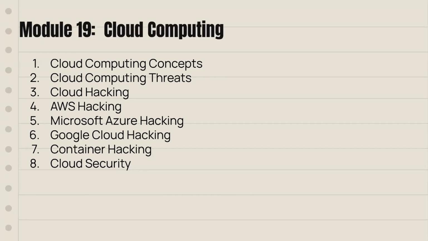And here we will learn about cloud computing, like what the major clouds are and what the threats are for cloud computing. Then we will check AWS hacking, like what methods or techniques we have to get into the AWS machine. Then also for Microsoft, Google, and the container hacking we have, like for Kubernetes and Docker.